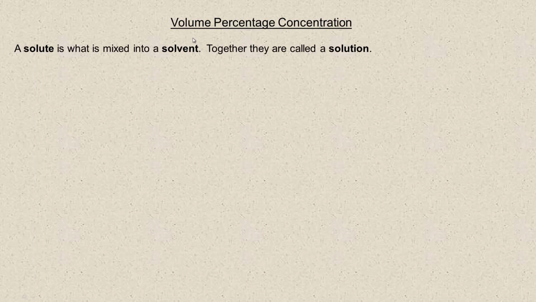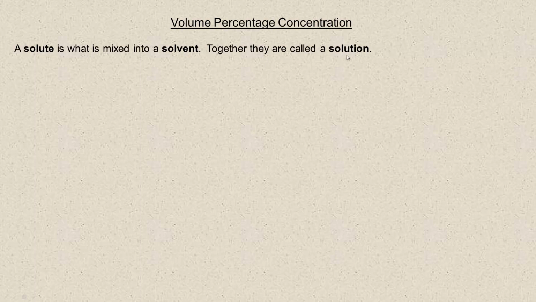In this tutorial, we're going to take a look at what's called volume percentage concentration. And so we need to define three terms. A solute is a substance that's mixed into a solvent. And when they're mixed together, they create what's called a solution.